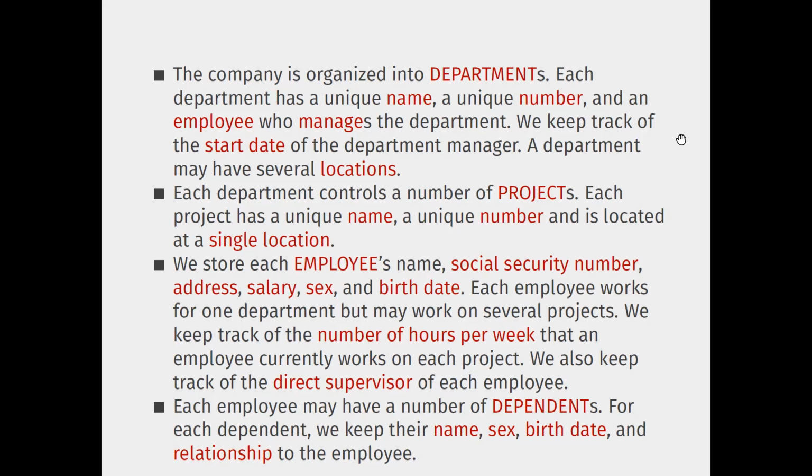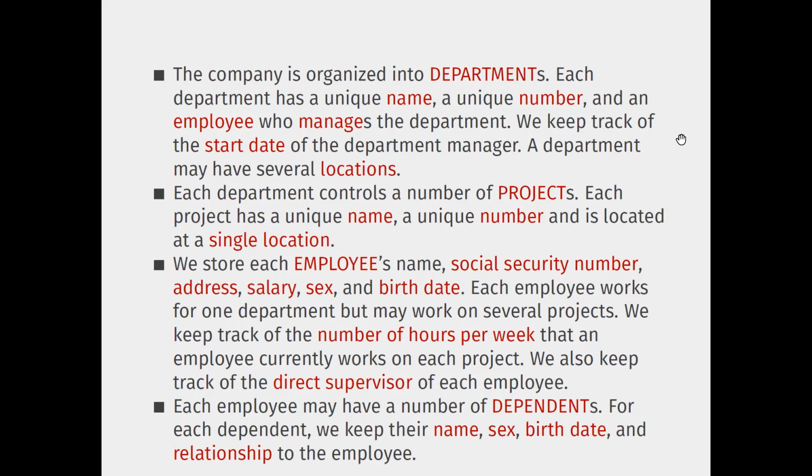Okay, the description goes on. We store each employee's name, social security number, address, salary, sex, and birth date. Each employee works for one department but may work on several projects. We keep track of the number of hours per week that an employee currently works on each project. We also keep track of the direct supervisor for each employee. Now you see, we have discussed the department and the projects. Now we describe the employee and what attributes we are going to keep. Apart from that, we describe some relationships as well. We say an employee works for one department and may work on several projects. You see, we talk about the relationship.